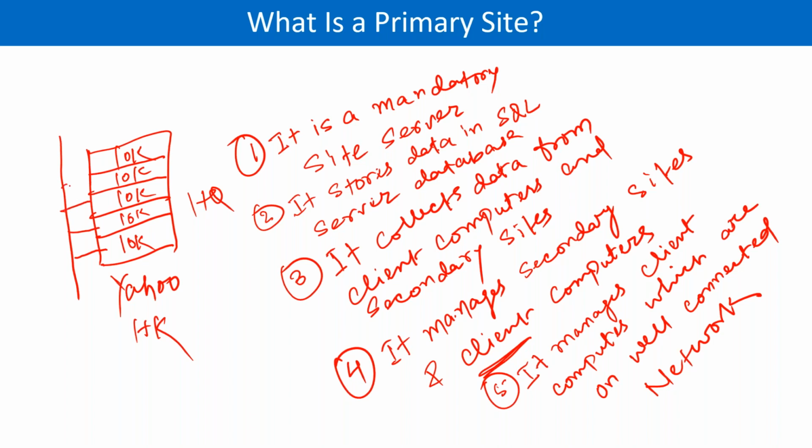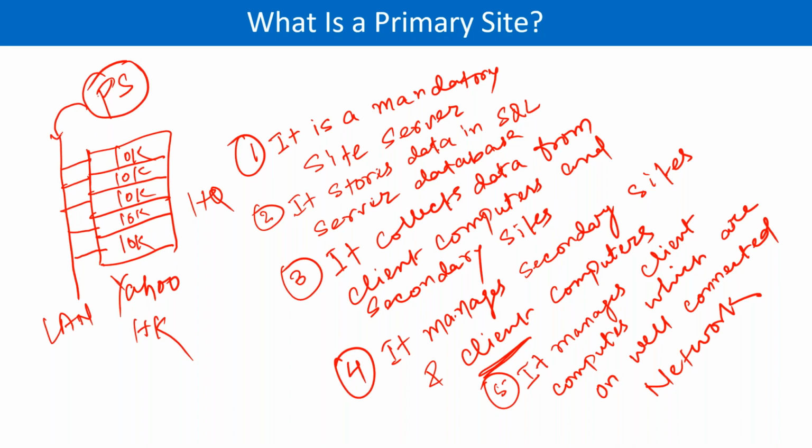These 10,000 and 50,000 devices are all connected to the LAN network, in the same office, same location. That means they are on a well-connected network. They are not connected on a WAN network or on the internet. They are on a LAN network. So the primary site is going to manage all these devices which are connected on the LAN network.